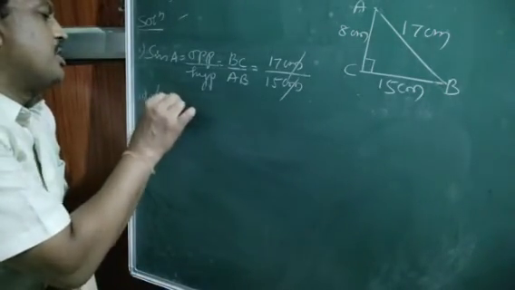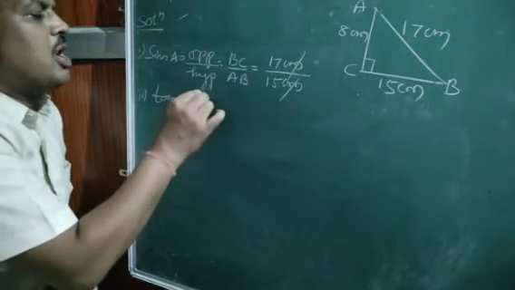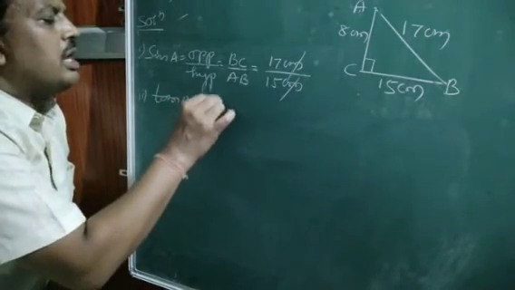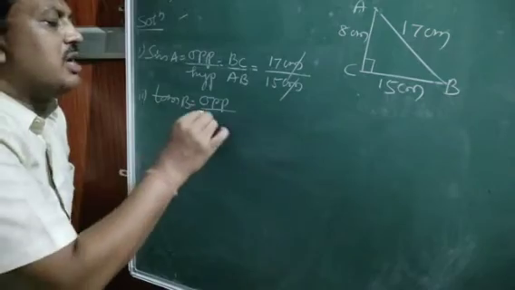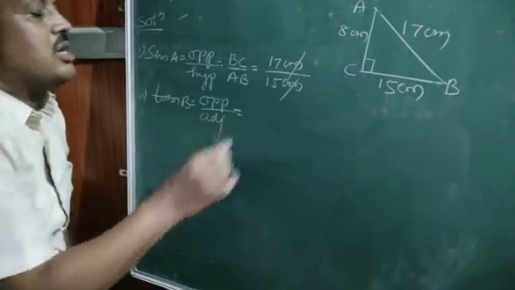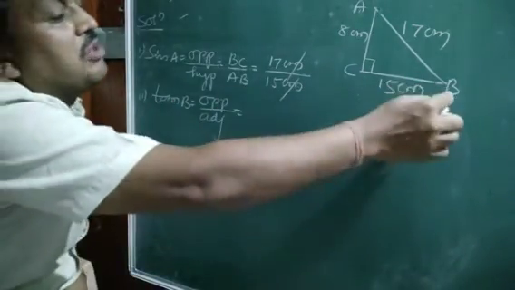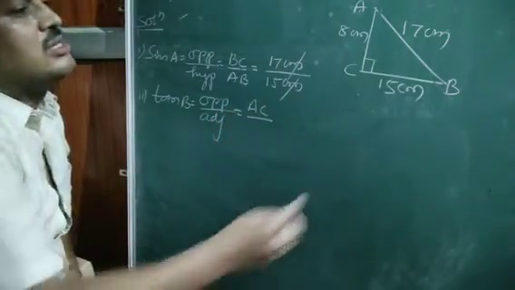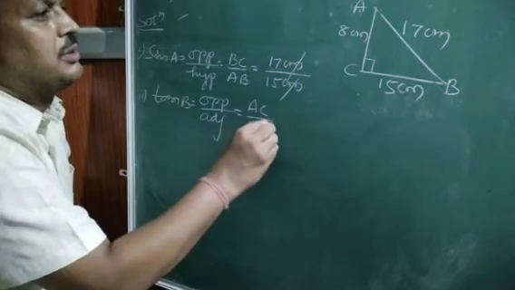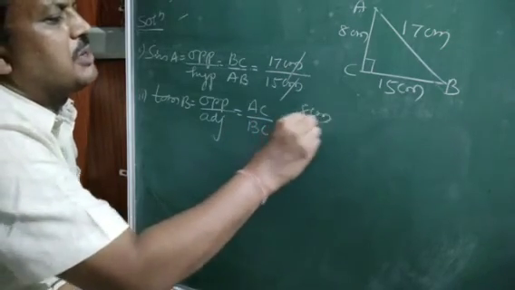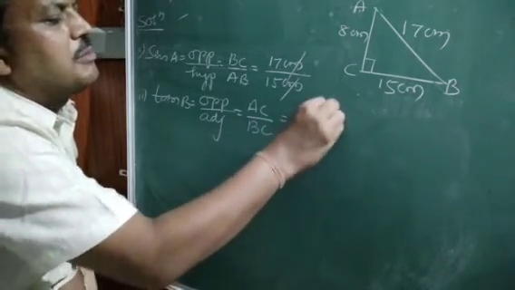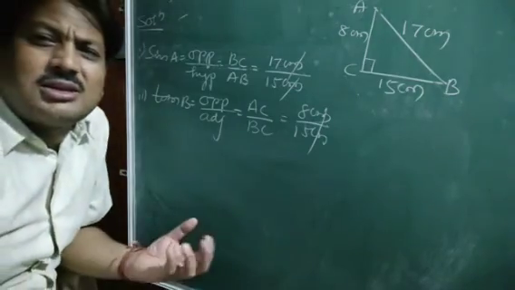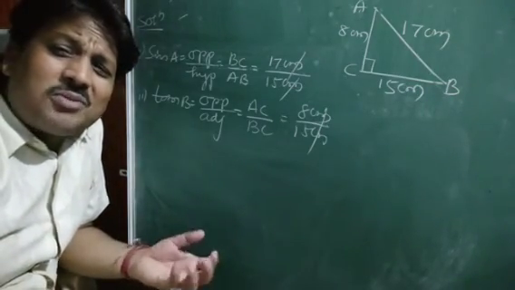Tan B. Be careful here. Tan formula is opposite upon adjacent. With respect to B, opposite is AC, upon adjacent is BC. That is 8 centimeter upon 15 centimeter. Centimeter cancels. Left is 8 upon 15.